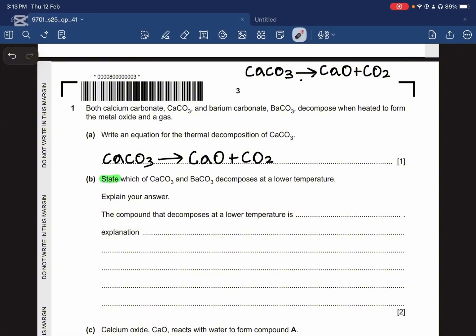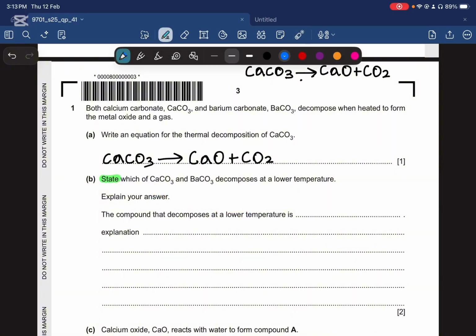It means that even if you give it a small amount of heat, it's going to decompose really, really quickly. This is exactly what the question is asking us, right? Which one is decomposing at a lower temperature? Meaning, if I give a small amount of heat, which one is going to decompose? AKA, which of these two group 2 metal carbonates has a lower thermal stability?